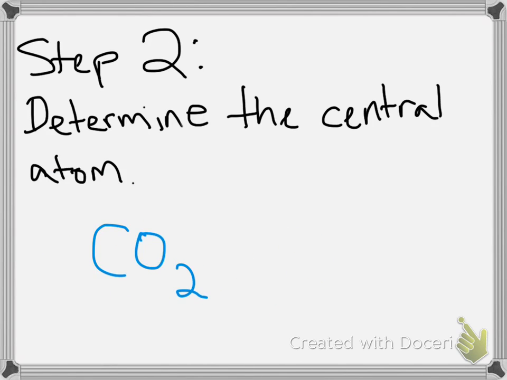In step 2, we need to determine the central atom. There is 1 carbon and there are 2 oxygens. The central atom will be the atom that we only have 1 of. In addition, carbon is always central, and an easy way to remember that is C for central. Carbon will always be a central atom.